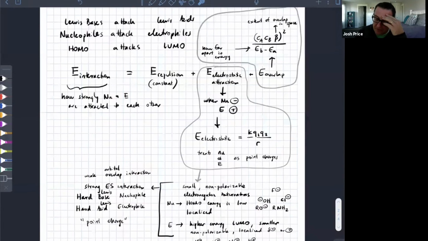Also, this beta term describing how much the HOMO and LUMO overlap in space is very small for hard electrophiles and hard nucleophiles, because their orbitals are actually held closer to the nucleus. They don't stretch out in space quite as much.